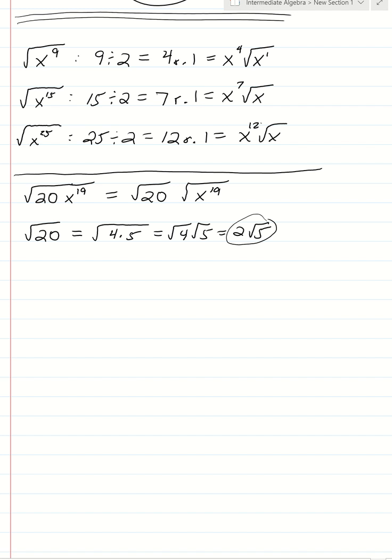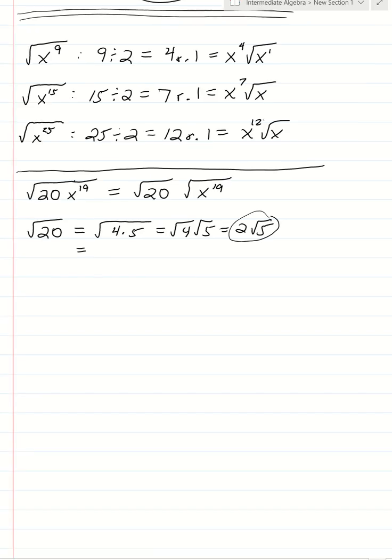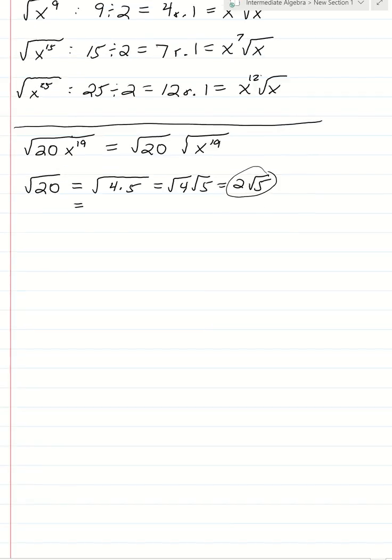Even if you used the second approach, the second approach, remember, would be to take 20 and write it as the product of prime numbers.